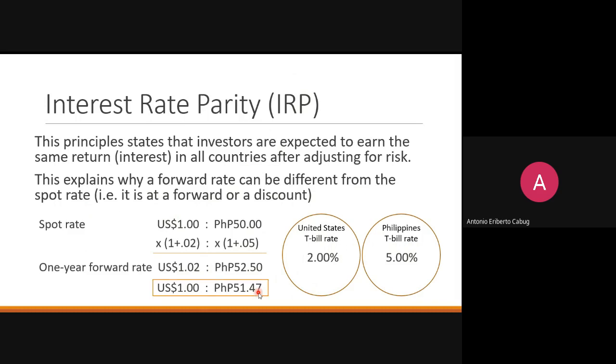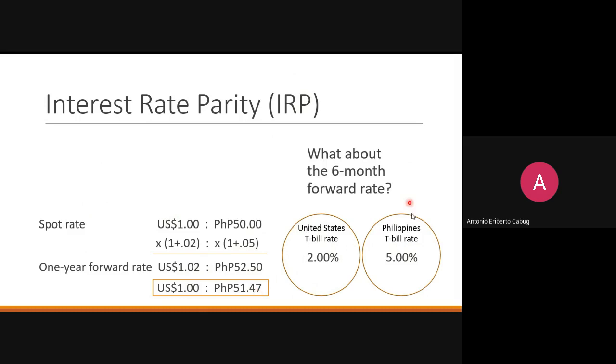Okay? What if 6-month forward rate? Ano ang 6-month forward rate? Ako muna gagawa sa 6-month forward rate. So, $1 is to 50 pesos. Ito yung starting point natin. This is our example. In a span of 6 months, 2% divided by 2, half year lang, 6 months is half a year.